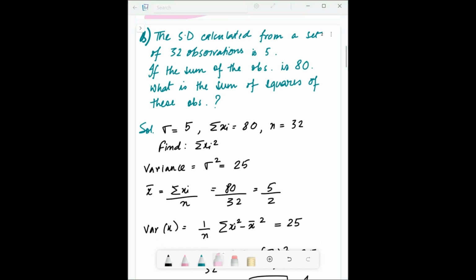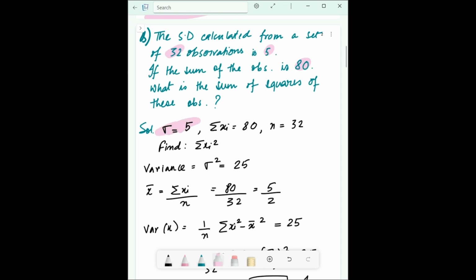Now, let's use this powerful formula to crack some problems. This is a classic problem, okay? It's like they give you a little and you find a lot. See, the standard deviation from 32 observations is 5. The sum of the observations is 80. What is the sum of squares of these observations? This is the question. Now you need to write the findings first.